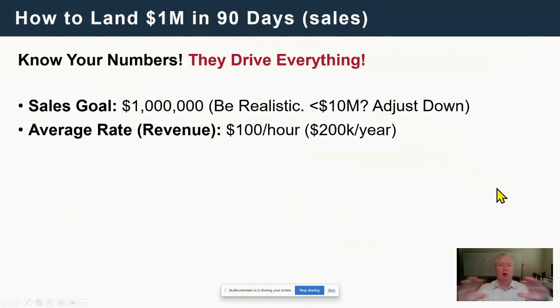From that standpoint, I'm going to go on the fact that we're all going to go after $1 million in the next 90 days, because then all the numbers I'm going to show you are related to that. You need to adjust your numbers as they fit in.